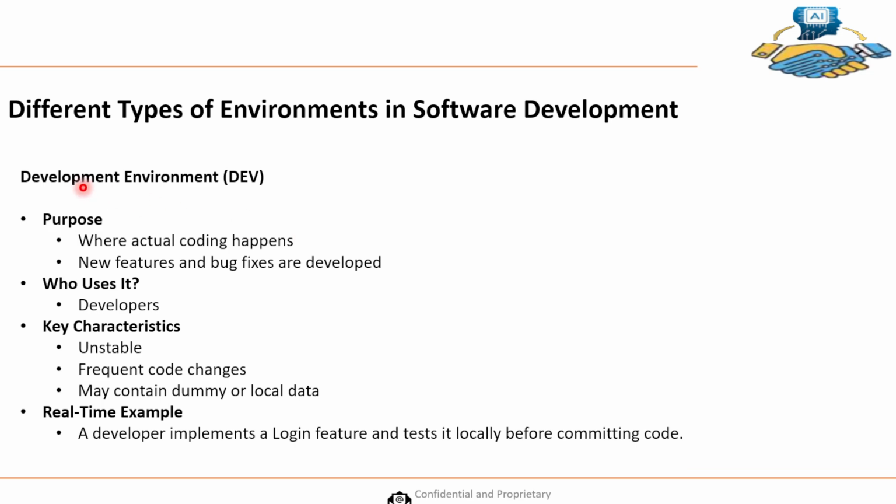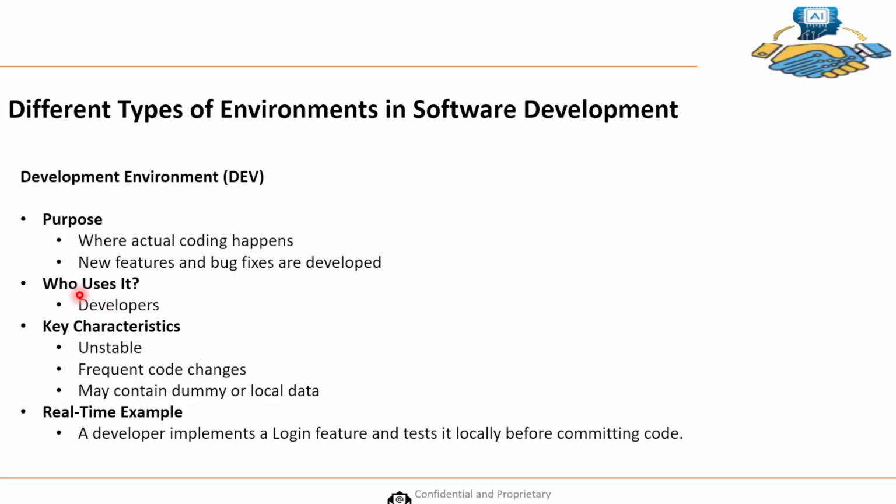First is the development environment. It's also called the dev environment. The basic purpose of the dev environment is actually building the software. Actual coding happens on this environment. If we have new features or stories, or bug fixes, all of these are developed or fixed on this environment.